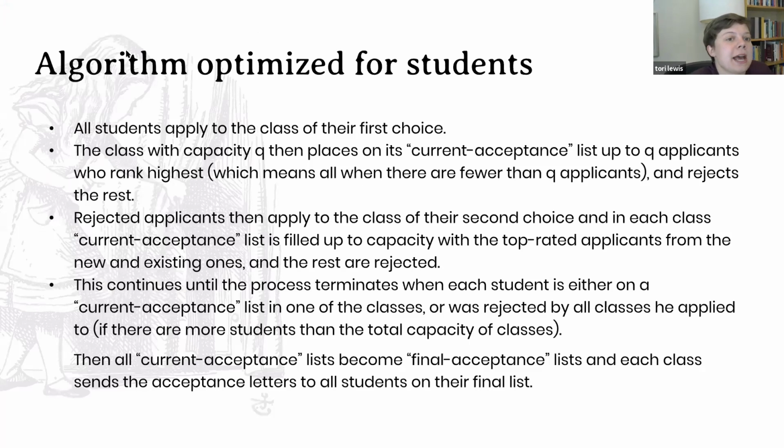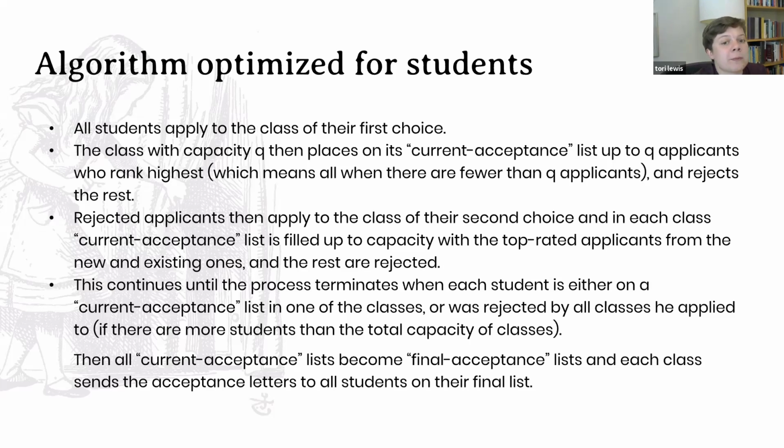So the first is that the algorithm can be optimized for students. And I'll go into the step-by-step of how this might work. All students apply to the class of their first choice. The class has a capacity Q, which then places onto its current acceptance list up to Q applicants who rank the highest.